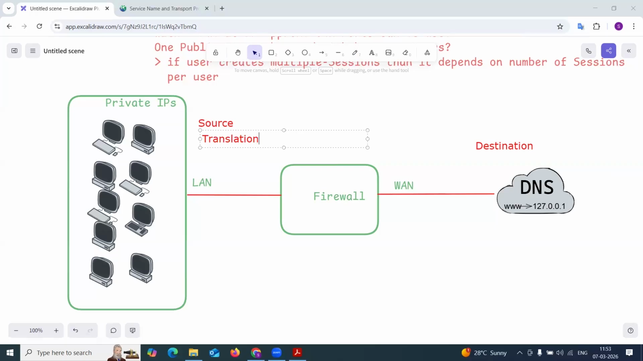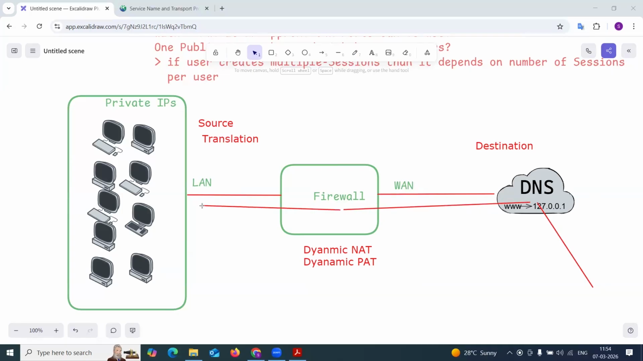So this is where tomorrow we'll apply our translation. We'll see how source can be translated while going outside. So two translations we'll see tomorrow. Dynamic NAT and static NAT. And for destination, what we'll see, user will be coming from outside, either to reach LAN or to reach your DMZ.